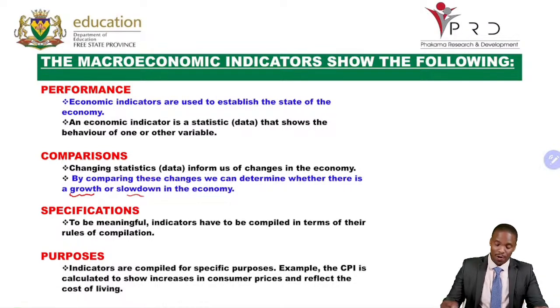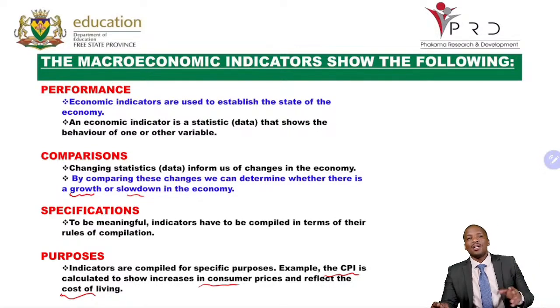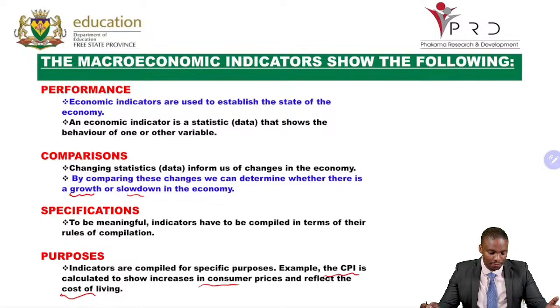For example, if we look at the CPI, it is calculated to show an increase in consumer prices and also reflect the cost of living. So that tells you that if we don't look at inflation figures in terms of CPI, we cannot determine where the inflation is. And also, we cannot even determine the cost of living. So if we say the cost of living is too high, it's because we have calculated inflation, and that is collected through what? Indicators, and the performance in the economy.